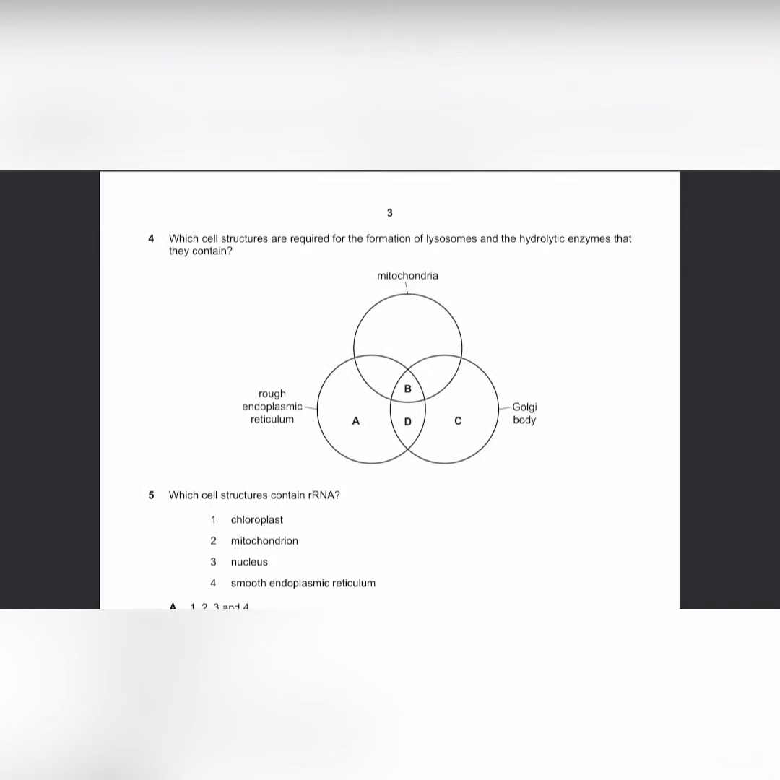Okay, let's move on to MCQ number 4. Which cell structures are required for the formation of lysosomes and the hydrolytic enzymes that they contain? So guys, for the formation of hydrolytic enzymes, which are proteins, we need rough endoplasmic reticulum as it contains ribosomes. For the formation of these proteins, obviously ATP is required, which comes from mitochondria. And for the formation of lysosomes, you need Golgi body. So we need the 3 of these organelles to form hydrolytic enzymes and the lysosomes that contain these enzymes. So the answer will be B.